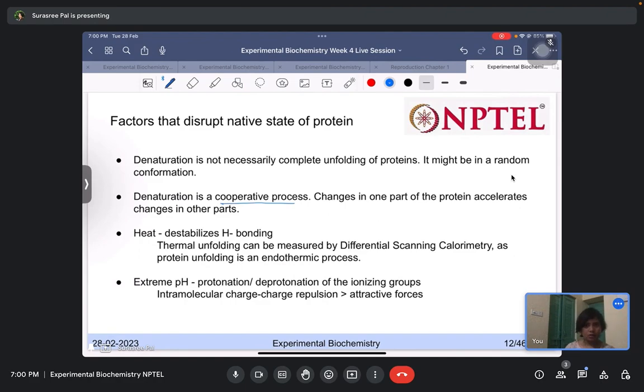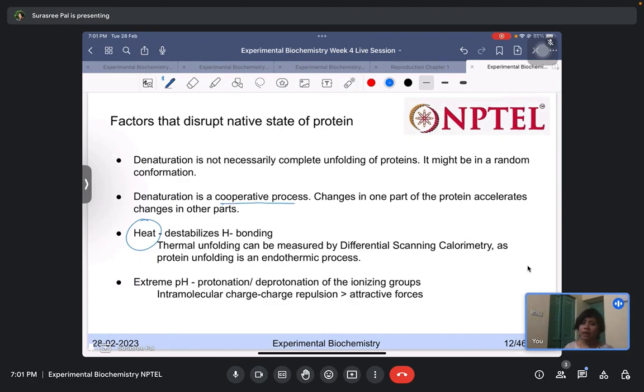This denaturation process can be brought about by several agents. One can be heat, one can be extreme pH, or denaturing agents like urea and guanidine hydrochloride. There can be several types of denaturing agents. The principal, very common one is heat. The effect of heat is that it destabilizes hydrogen bonding. And if it destabilizes hydrogen bonding, then the secondary structures, for example, which are formed by hydrogen bonding, the alpha helix and beta sheets, will not be stabilized if we keep on increasing the temperature. Therefore, at high temperature, the protein will be unfolded or denatured.